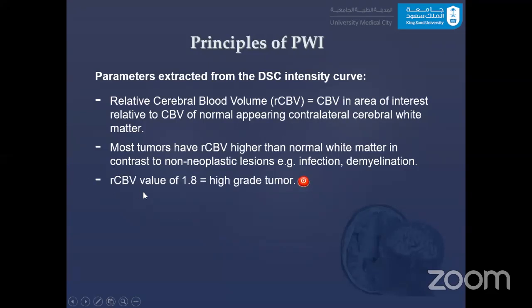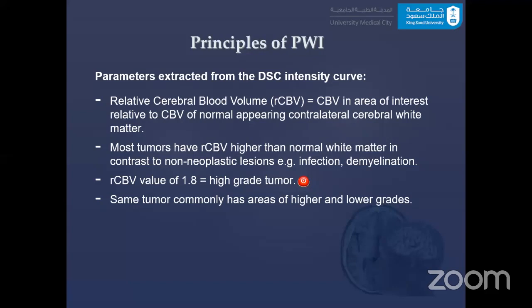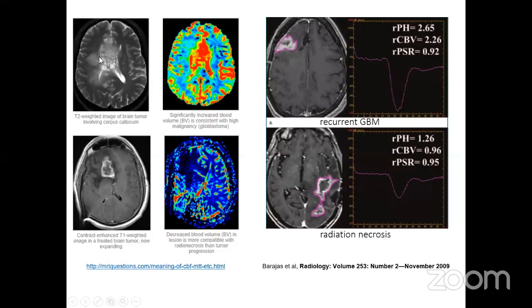For example, the relative cerebral blood volume of high-grade tumors is 1.8. Because this is a ratio, there is no unit. That's very important because we divide the left by the right, so this is only a ratio. So if I show there, that's the tumor and that's the cerebral blood volume map. And this is, for example, radiation necrosis. The relative cerebral blood volume is low compared to the recurrent GBM.